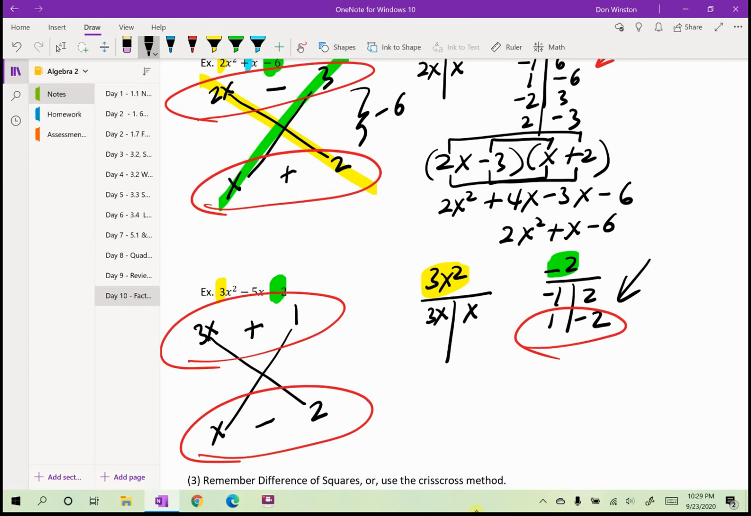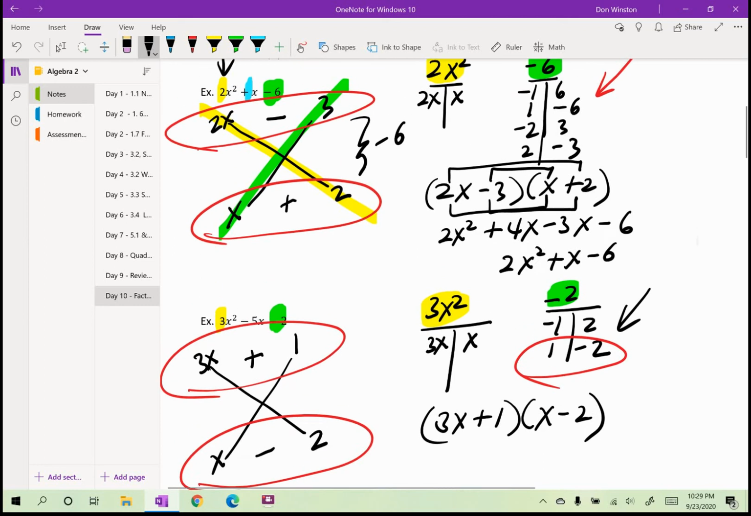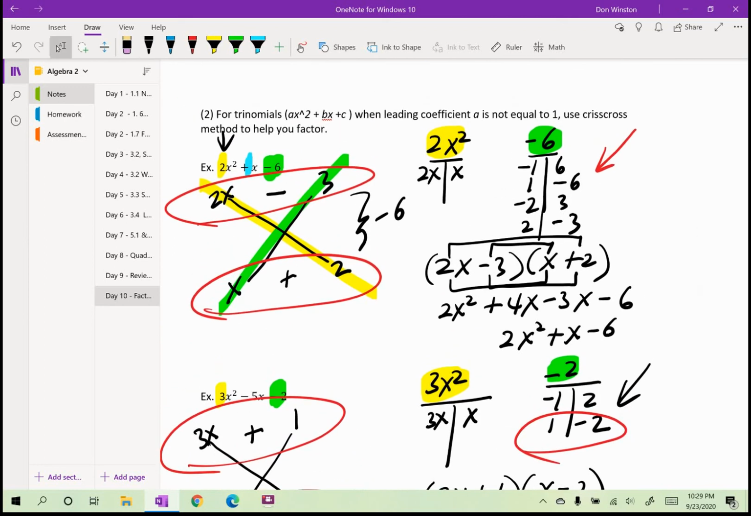It's factored. So this is 3x plus 1. The factors are 3x plus 1 times x minus 2. FOIL and see, we'll get 3x squared minus 5x minus 2. All right, so when the leading coefficient is not 1, use the crisscross method. I was shown the crisscross method a couple of years ago by a student who came from Lake, and I said that's pretty neat. I had always told students to use the tables like I did there, to help you figure out how to factor. So I guess I'm doing what I've done before, but I'm using the crisscross.